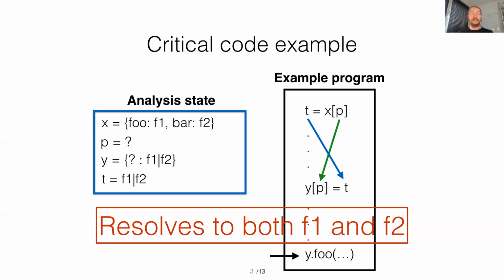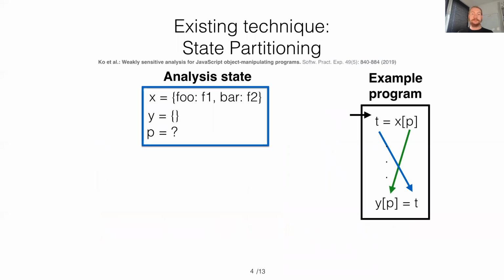So far, there exist two techniques attempting to solve this problem precisely when p is imprecise, and I will now present the two and explain the limitations. The first technique is state partitioning, which is a technique proposed by Correlated. We explain the technique using the same program and initial abstract state as before.